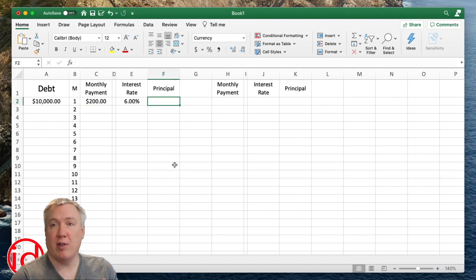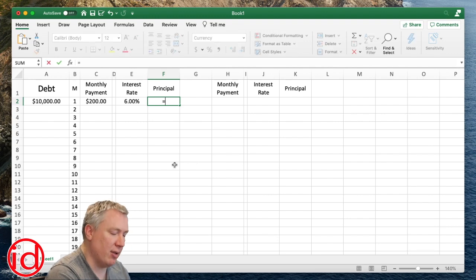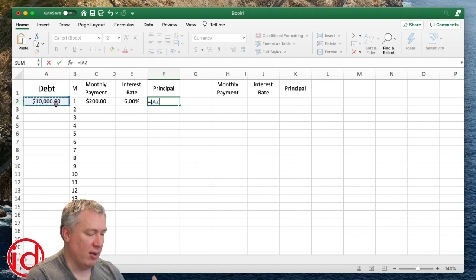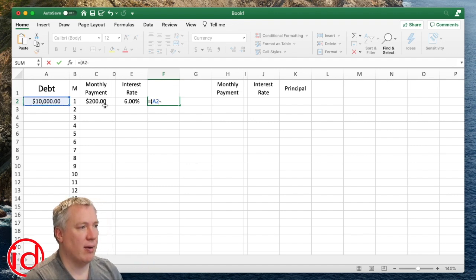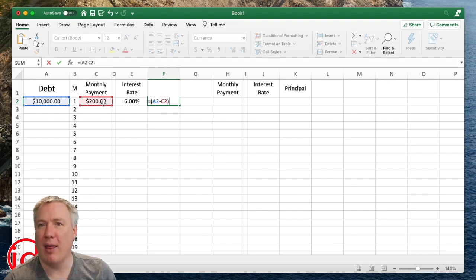After the first month, how much do I owe now? I'm going to need to do a little bit of equation. First, I'm going to hit equals, and do parentheses. You had $10,000, so I'm going to click here, and subtract the payment that I paid off on that debt, but now I need to multiply by that interest rate.